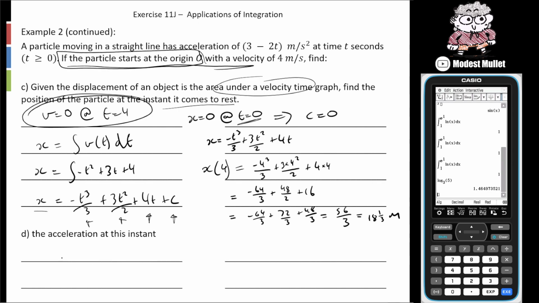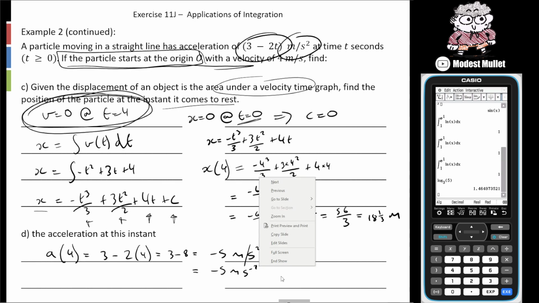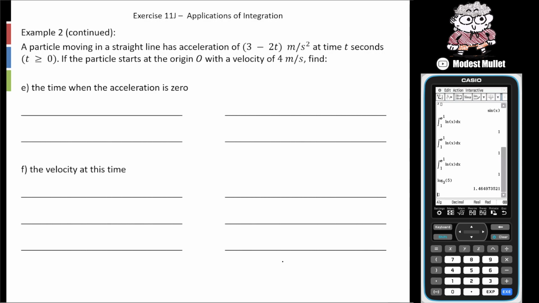Find the acceleration at this instant. So again, we're just dealing with at time equals 4. So a of 4, and the acceleration equation we were given at the very start is equal to 3 minus 2 by 4, equal to 3 minus 8, which is equal to negative 5. And the units for acceleration, as we're told there, is meters per second squared. Or for those of you doing physics, we'll be used to writing it as negative 5 meters per second to the negative 2. There we go.